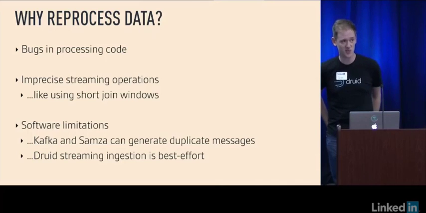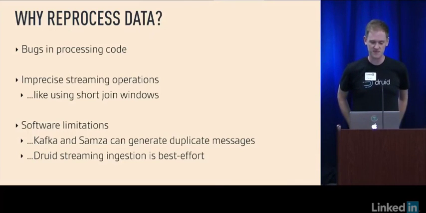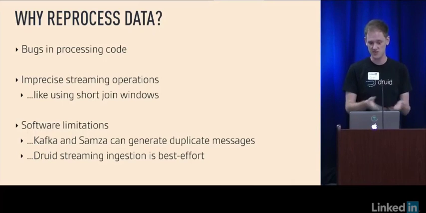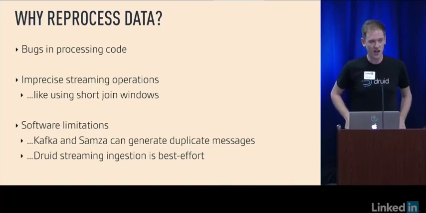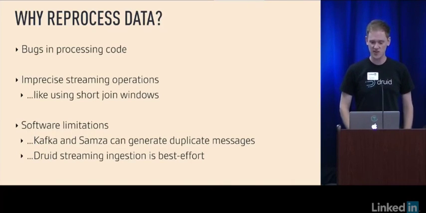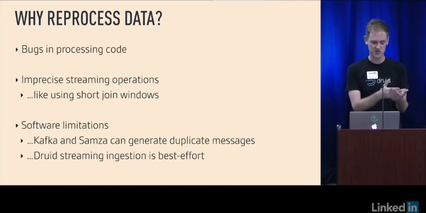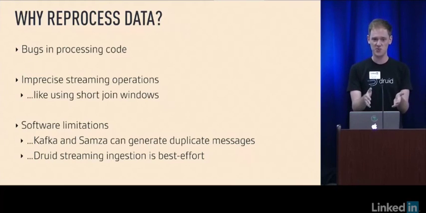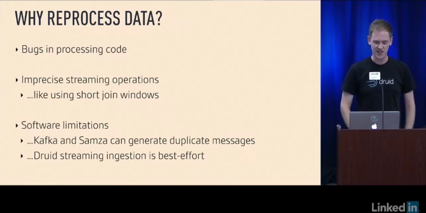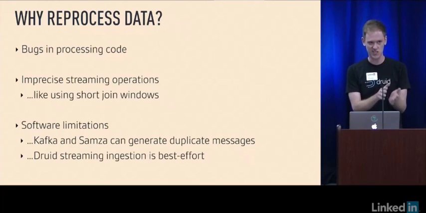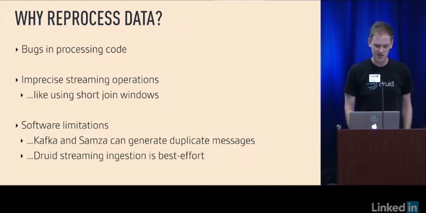Well, you could have bugs in your processing code, and you're going to want to reprocess your data with a fixed version of your software. You can have imprecise streaming operations. One thing that we do is, when we do Samza, we have a shorter join window than when we do a batch process. The reason for that is the state thing. We're trying to keep the state to an amount where restarts happen in a reasonable amount of time.